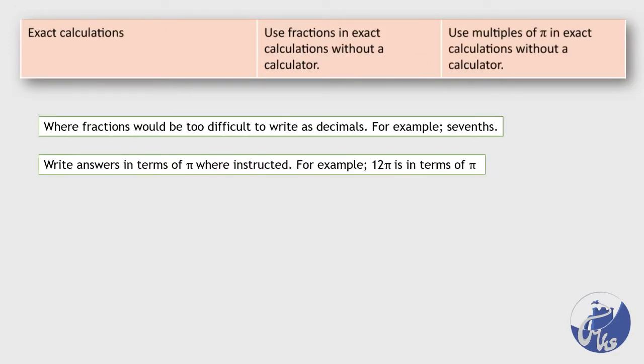Exact calculations, so this might well be a case where if you're dealing with sevenths, you will not want to necessarily go decimal, as sevenths do not work out very nice. So being able to actually use fractions in your answer, so giving something as 4 and 2/7, for example, would be more appropriate. Also recognizing how to write in terms of pi. So this could be in a non-calculator paper, in which case you wouldn't want to use 3.14, you wouldn't want to go decimal unless it tells you to. So if you ever see it saying in terms of pi, use pi as a symbol at the end.